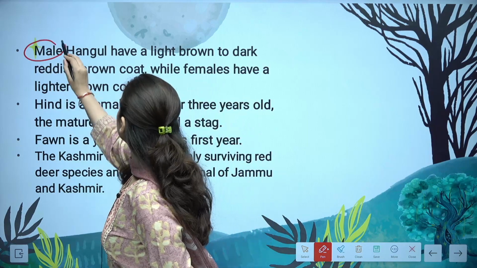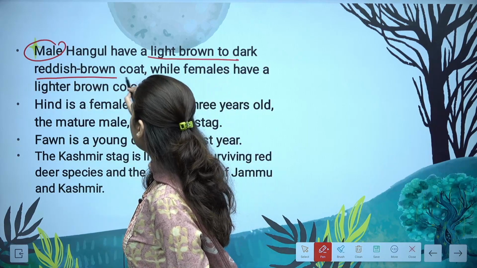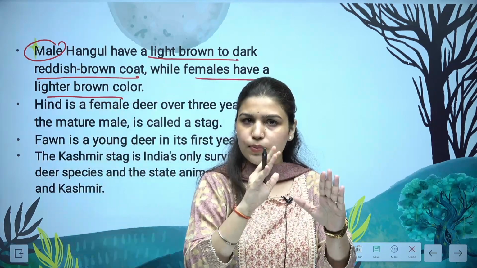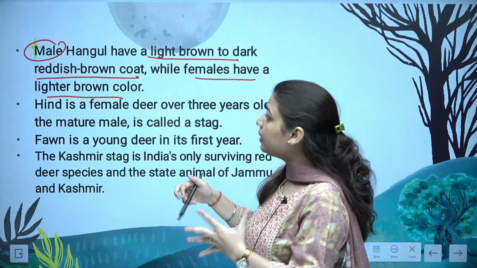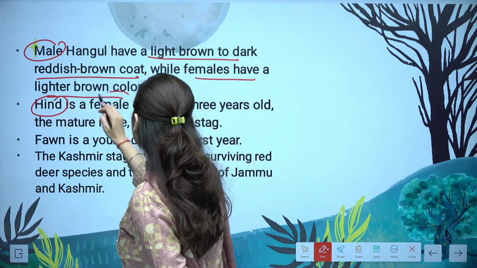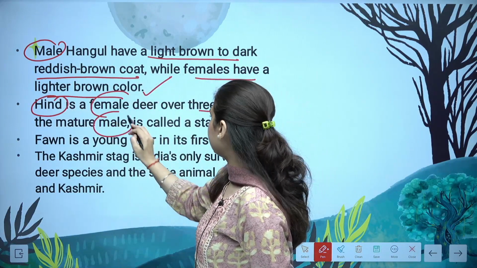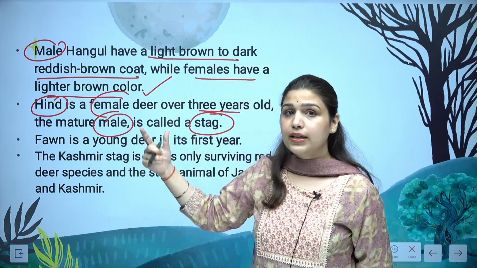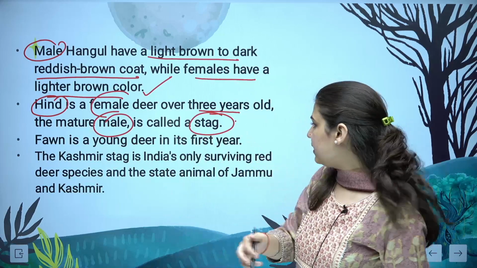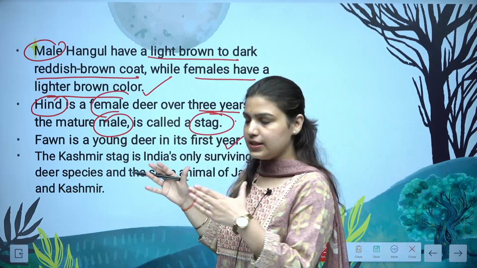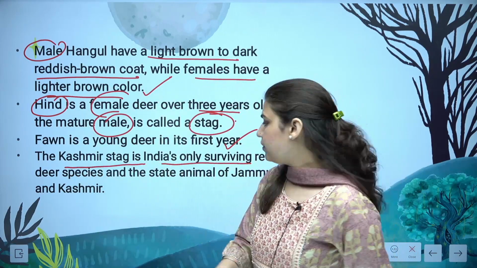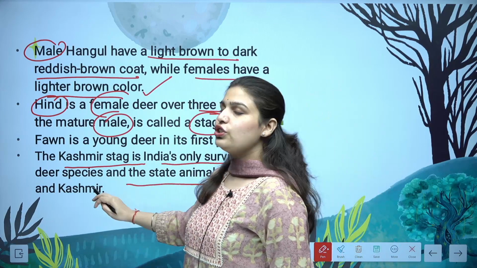So male Hangul have a light brown to dark reddish brown coat, while females have a lighter brown color. So males may have a reddish brown color of their fur, of their coat, and females may have a lighter brown color. Hind is a female deer over 3 years old, and the mature male is called a stag. So this is what they are called. Hind is a female deer and stag is a male deer, and fawn is a young deer, which in the first year is known as a fawn. The Kashmir stag is India's only surviving red deer species. We have seen it, and it is the state animal of Jammu and Kashmir.